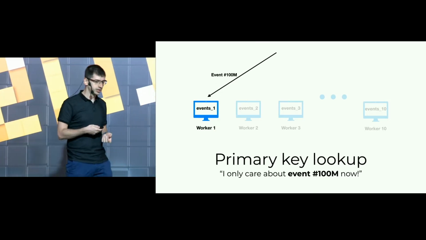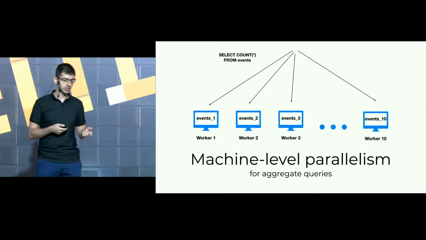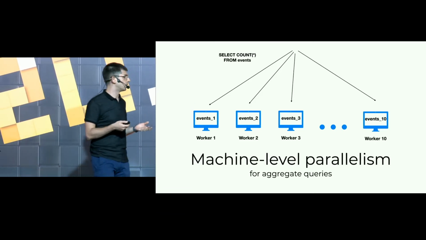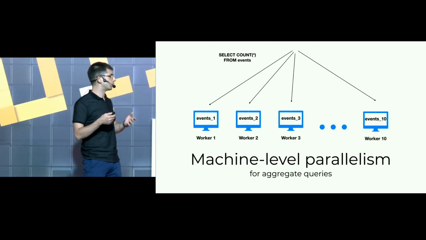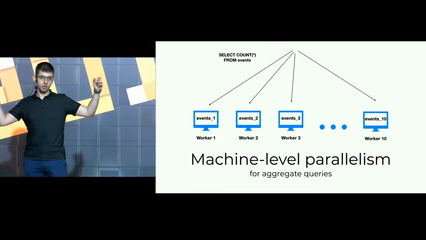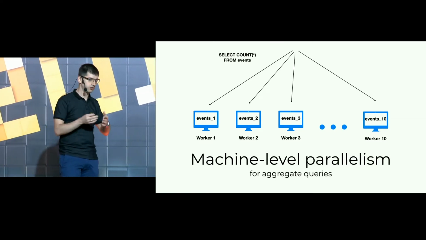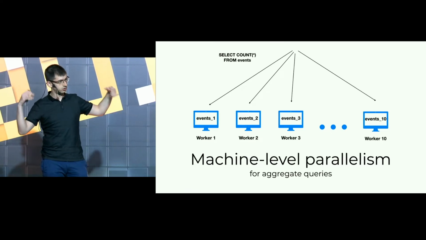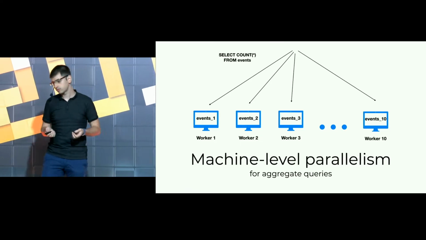Another thing that we can do is machine level parallelism. If we wanted to do something simple like select count star from events, to count all the events on all the machines, we can launch this query on all the machines in parallel. So we can benefit from having 10 or 100 machines execute parts of this query for us.